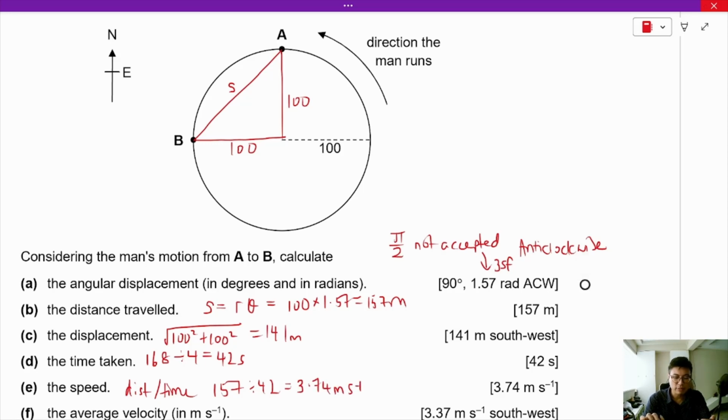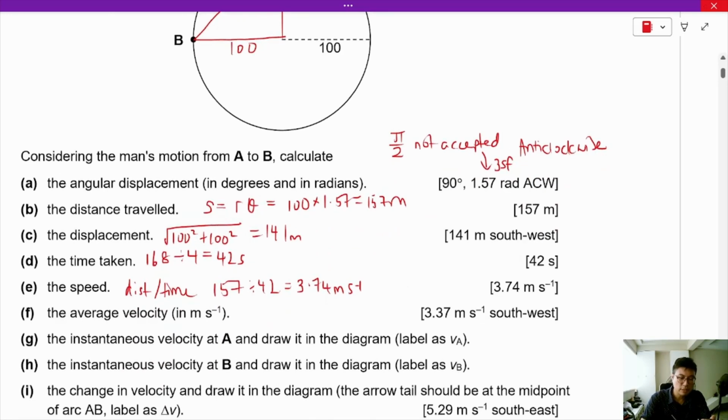What about the average velocity? The average velocity will be the displacement divided by time, and the displacement divided by time would be 141 divided by 42, which will give us 3.37 meters per second southwest.